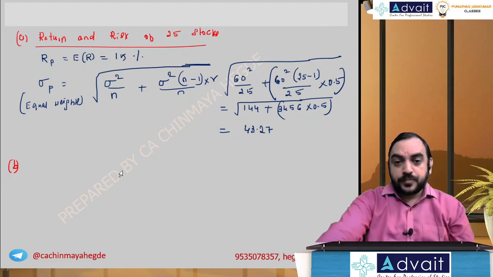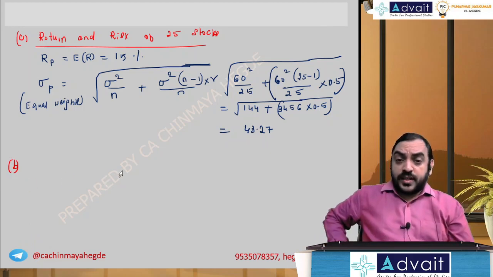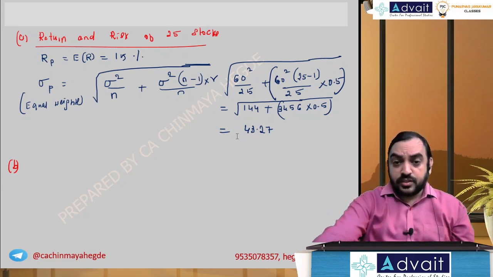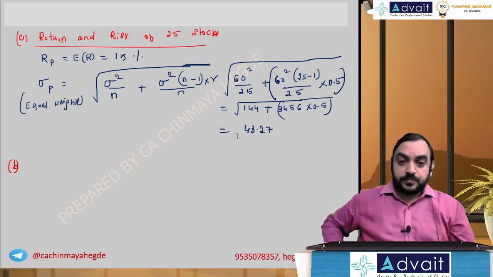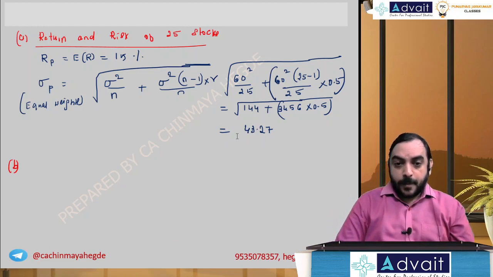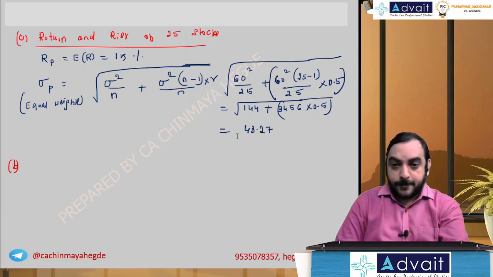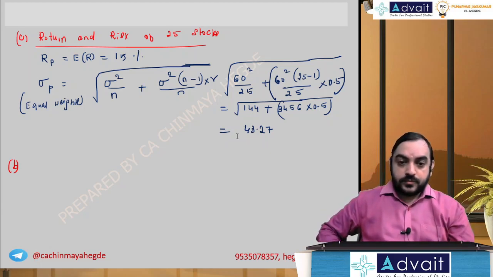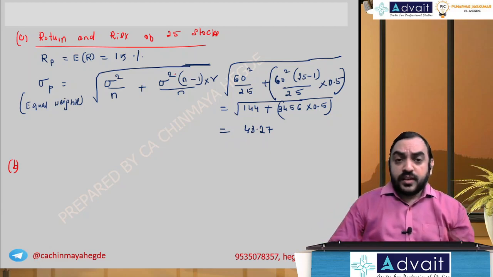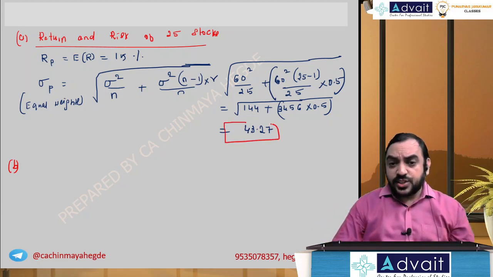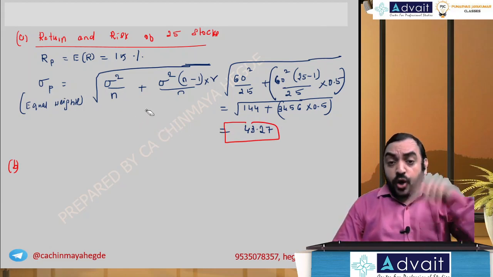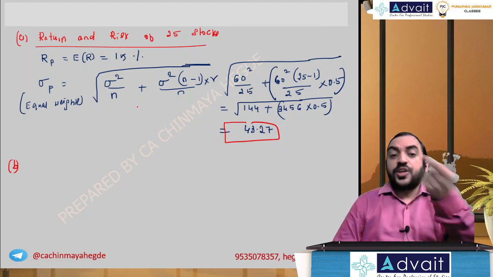Second part: what is the smallest number of stocks necessary to generate an efficient portfolio with a standard deviation equal to 43%? Now, here we got the standard deviation as 43.27 for 25 stocks. Now, if I want this to be 43%, what should n be?